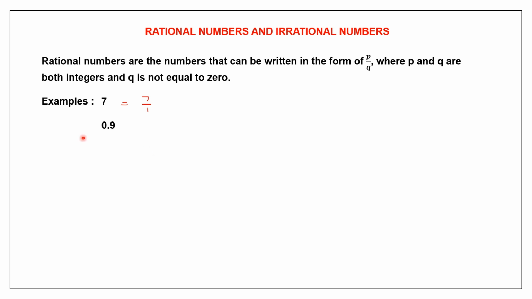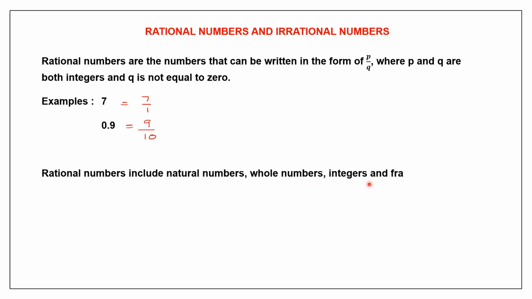Another example is 0.9. Now this is a decimal number. I can write this as a fraction. I can write this as 9 over 10. When I convert it to a fraction, it becomes 9 over 10. So 0.9 is also a rational number. Rational numbers include natural numbers, whole numbers, integers, and fractional numbers.